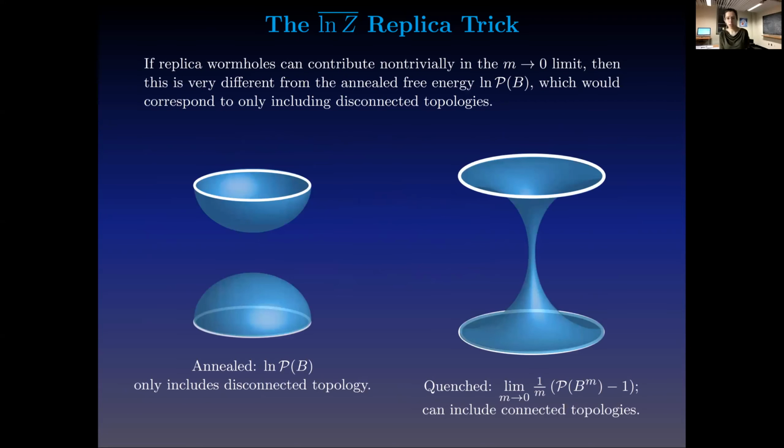So let's talk a little bit about replica wormholes in the log Z replica trick. So if replica wormholes can contribute non-trivially in this m goes to 0 limit, then the annealed free energy, log of P of B, is going to be very different from this quantity here, which computes the quenched free energy. So this one would correspond only to disconnected topologies. We would get only contributions from disconnected topologies. So just this. But in this case, of course, we're taking P of B to the m, which means that we can get contributions from connected topologies or replica wormholes.